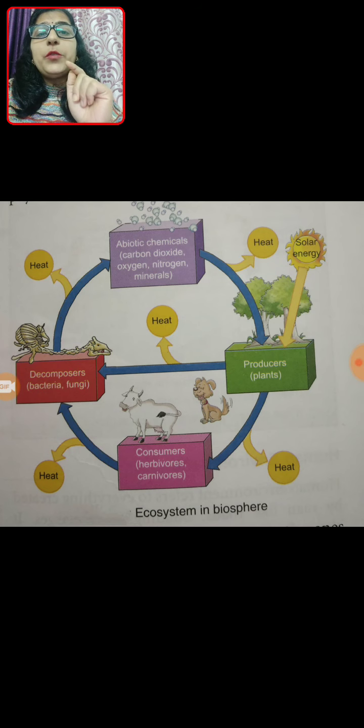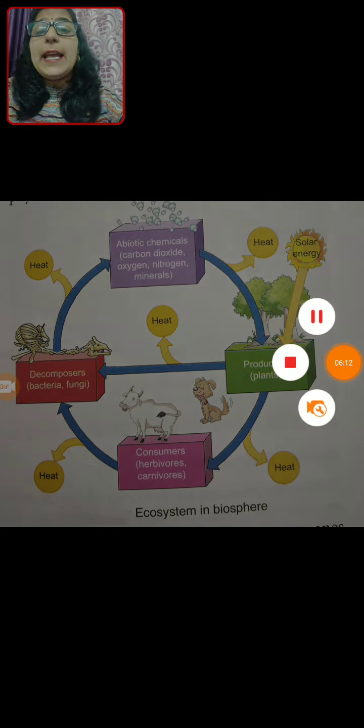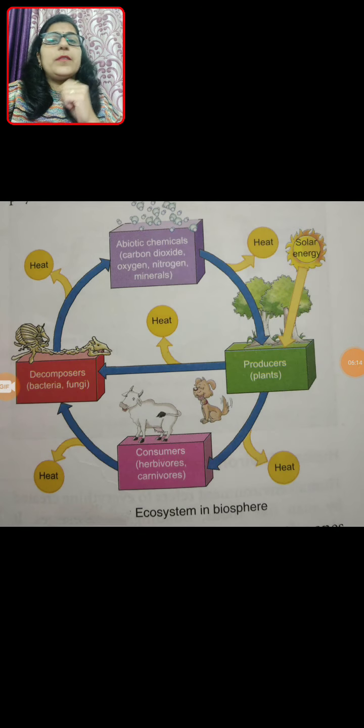Now here I'm going to give you an example. Just listen very carefully. In a small pond, all the living organisms like plants, insects and fish depend on each other and also on their physical environment like water and sunlight. I repeat, in a small pond, all the living organisms like plants, insects and fish depend on each other, and side by side, they also depend on their physical environment like water and sunlight. So this is ecosystem. Okay, students?